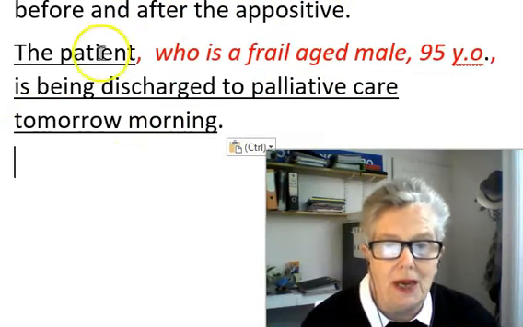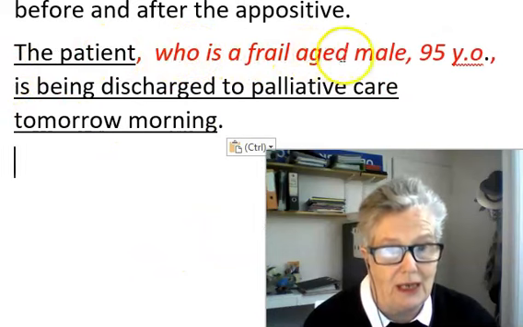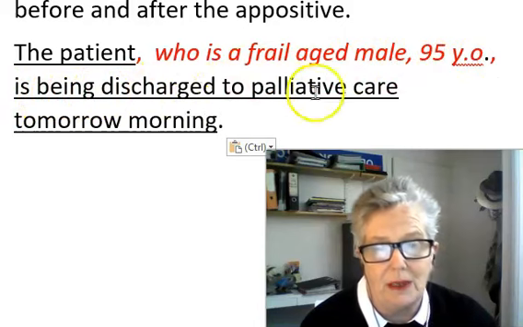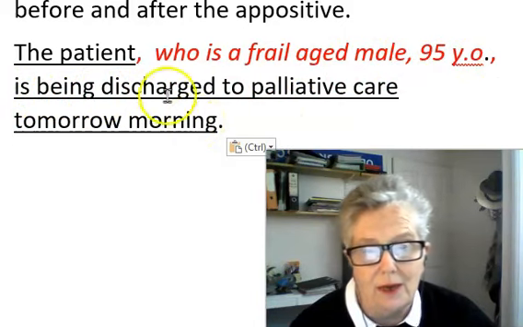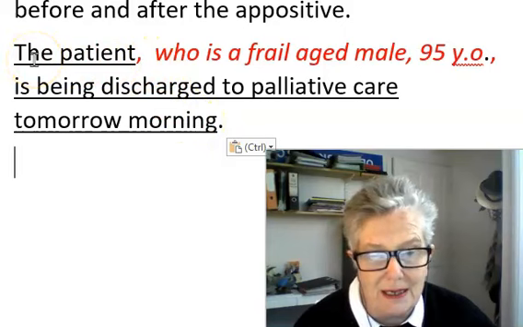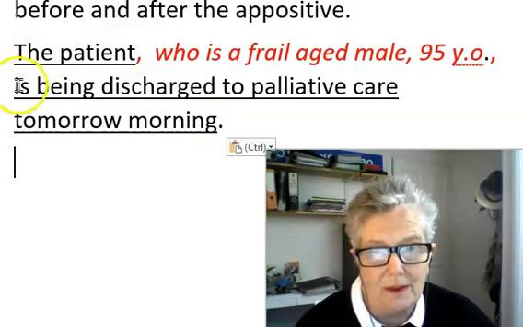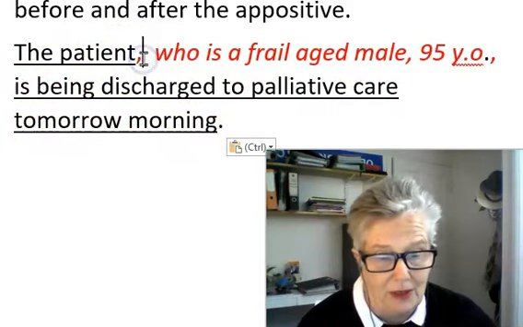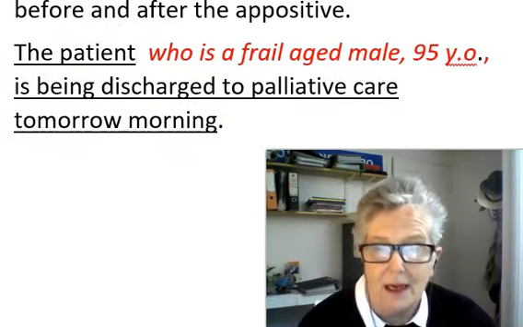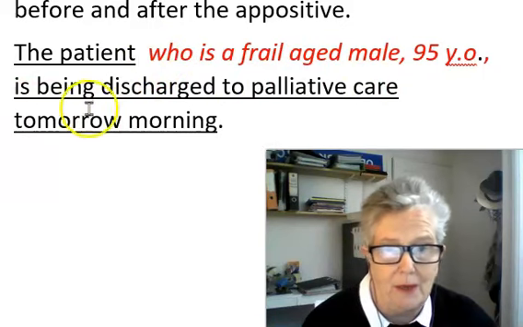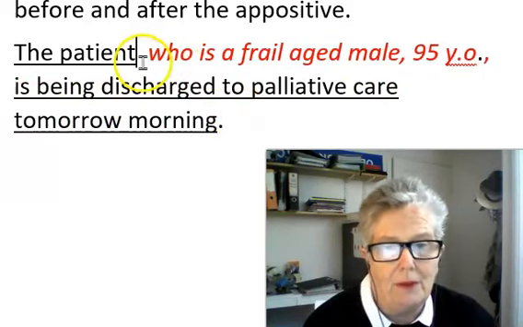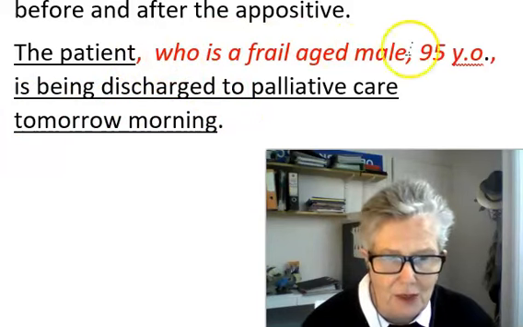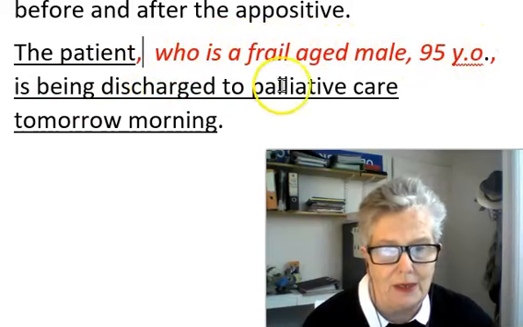So, the patient, who is a frail aged male, 95-year-old, is being discharged to palliative care tomorrow morning. Now, the actual basic sentence is the patient is being discharged to palliative care tomorrow morning. And we could get away with that, just simply saying, the patient is being discharged to palliative care tomorrow morning. But we're going to include a bit of extra information. The patient, who is a frail aged male, 95-year-old, is being discharged.